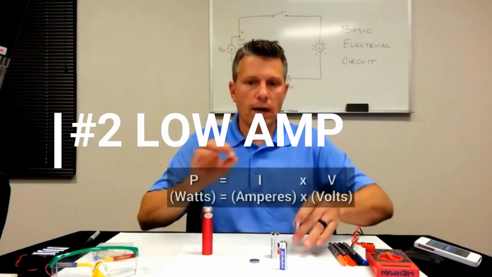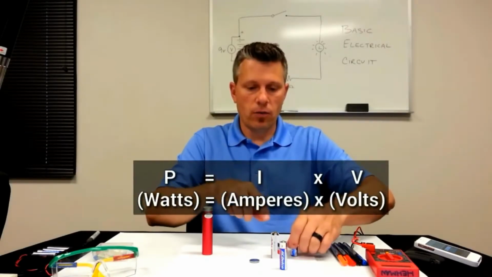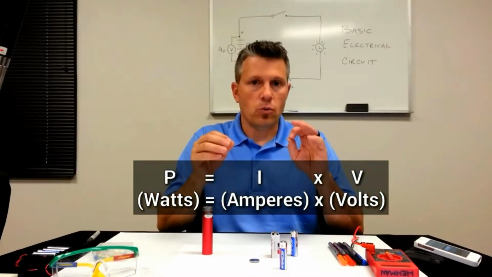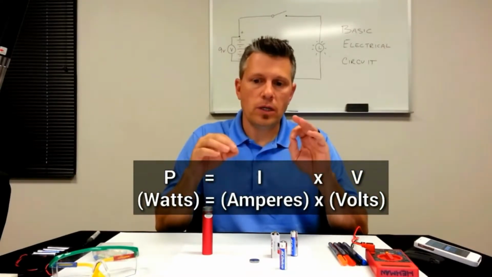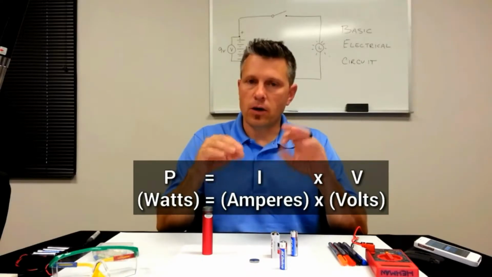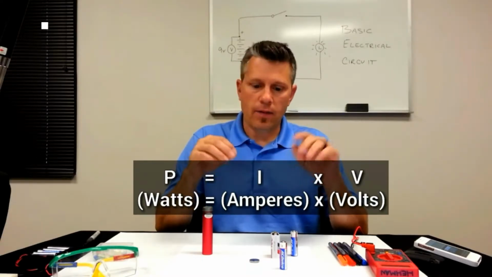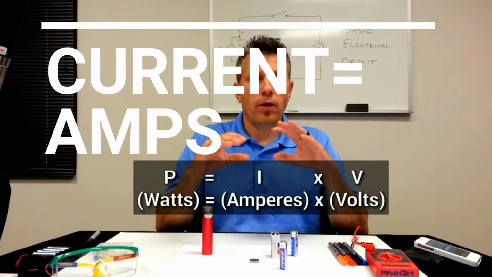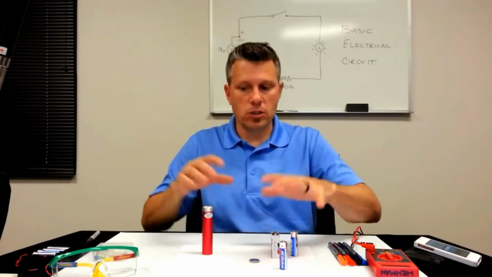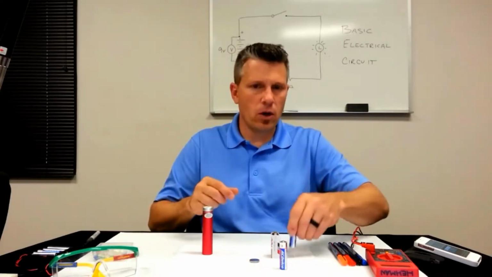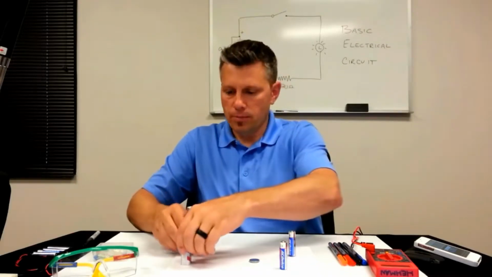So in order to calculate the power that is generated by your power source, which is in watts, you need to know what the current is. The current is in amps, and then you also need to know what the voltage is. So we know what the voltage is here, and these are very low amperage. But let me give you an example.